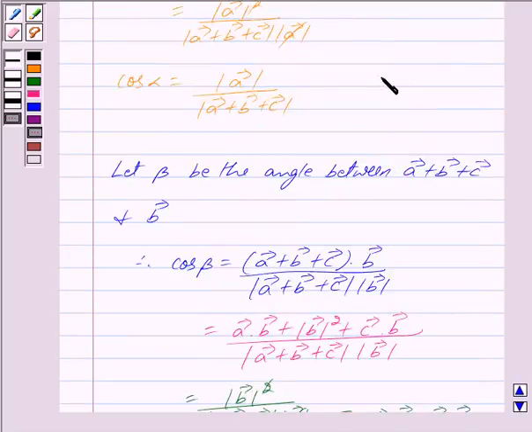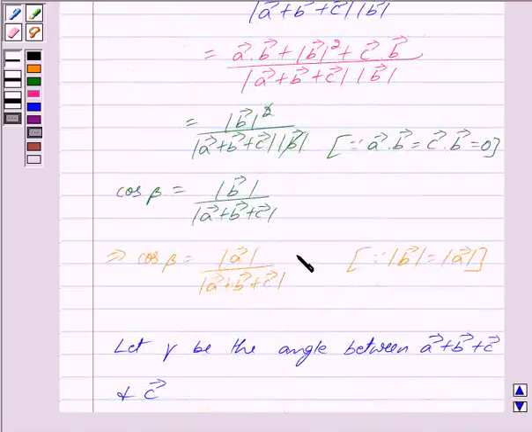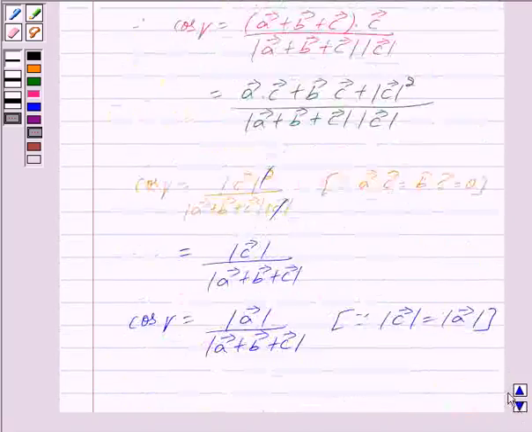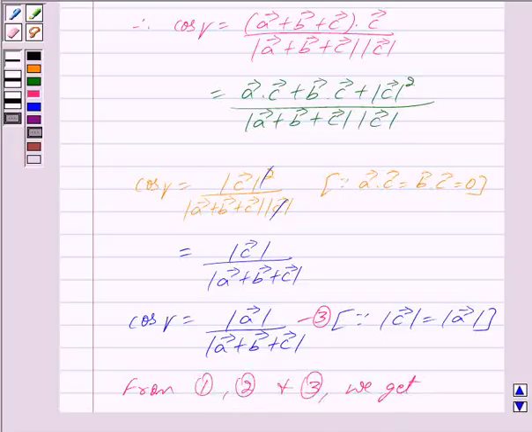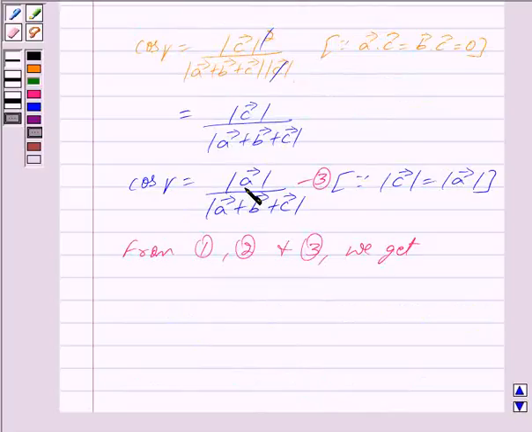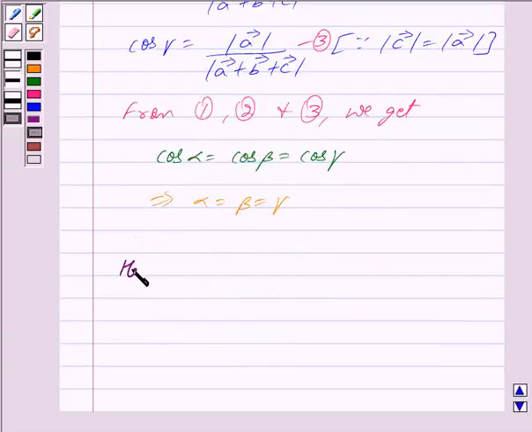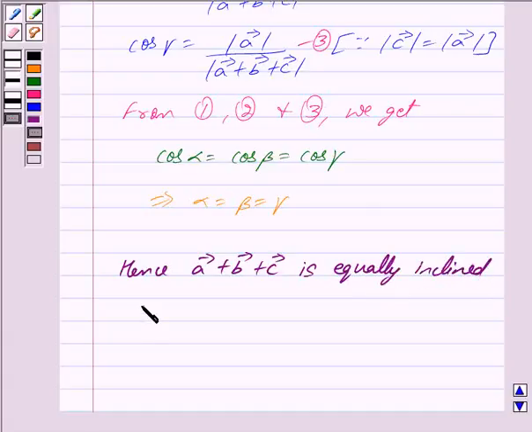Now here let us mark this as equation 1, this as equation 2, and this as equation 3. So from equation 1, 2 and 3 we get right hand side are equal, so left hand side becomes equal, so we get cos alpha is equal to cos beta is equal to cos gamma, and this implies alpha is equal to beta is equal to gamma. Hence we get vector A plus vector B plus vector C is equally inclined to vector A, vector B and vector C.